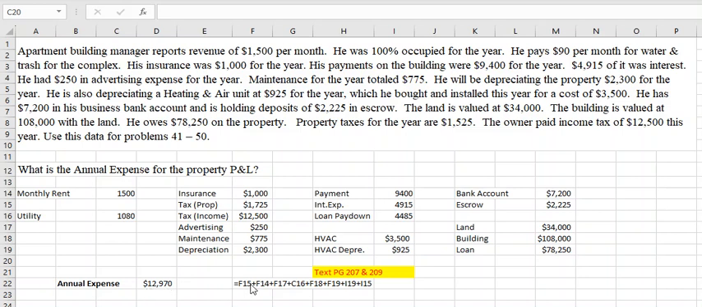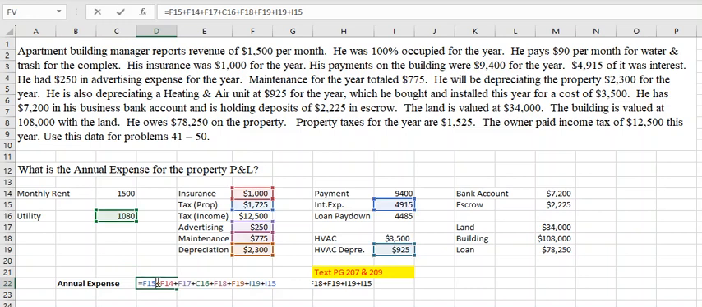$12,970. Here you'll see the formula text function that identifies each of the inputs, and if we click on this, we can see all of the respective inputs. So if you're calculating annual expense, these are the respective inputs you want to take into account. Not limited to, but this is a good example of what you might encounter on the exam.